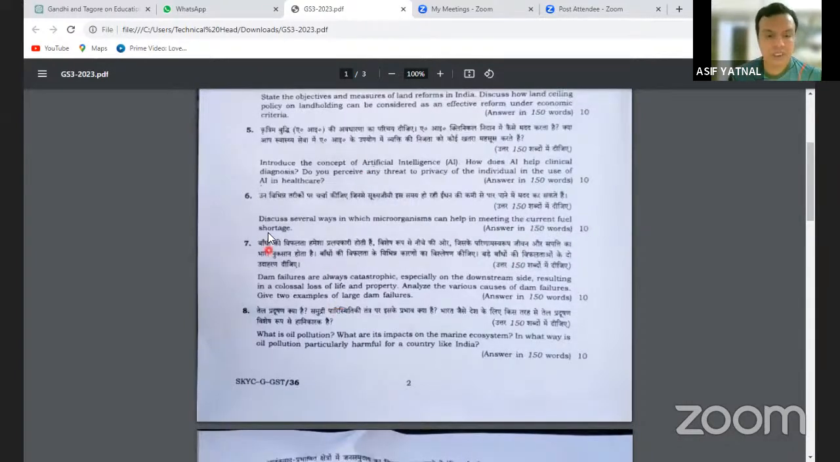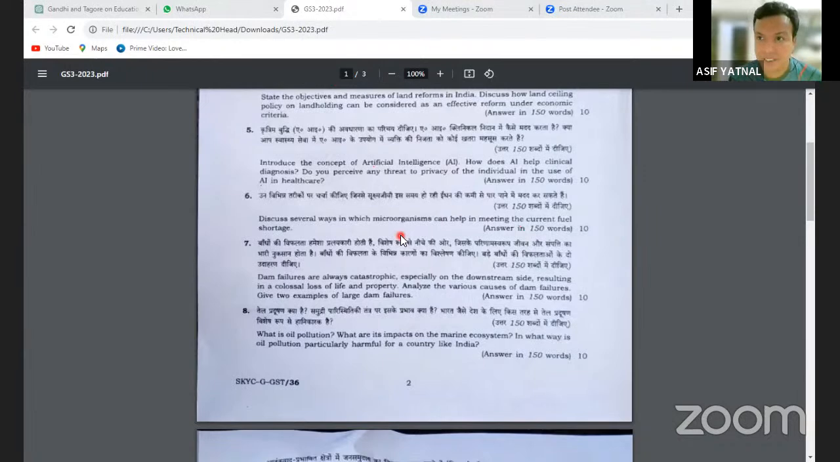Now next question, discuss several ways in which microorganisms help in meeting the current fuel shortage. जो करंट फ्यूल शॉर्टेज है उसको फुलफिल करने के लिए माइक्रो ऑर्गेनिज्म कैसे मदद कर सकता है. That's what has been asked. So recently government is planning to go for more like biodiesel, or it is planning to go for biogas. So biogas plant में microorganism can play a very important role.